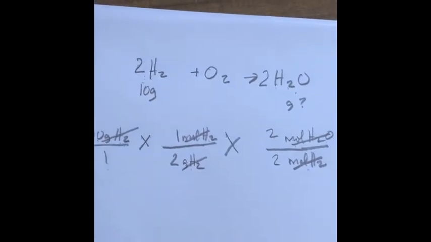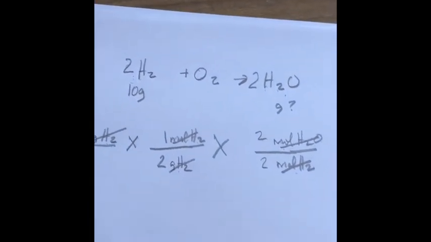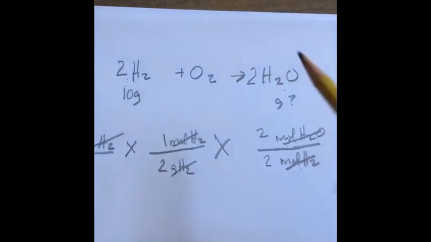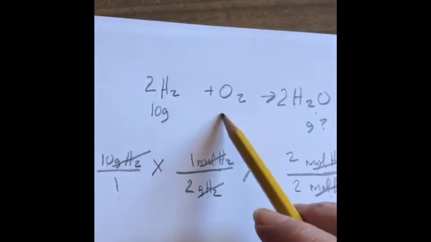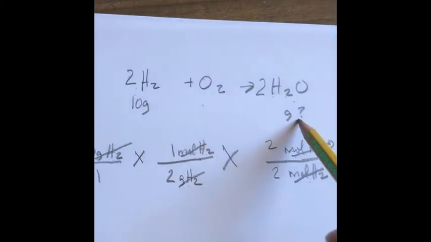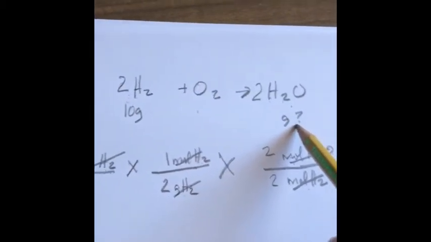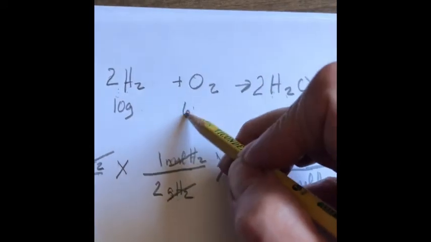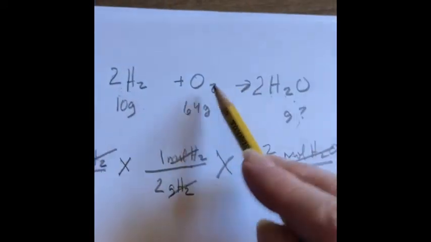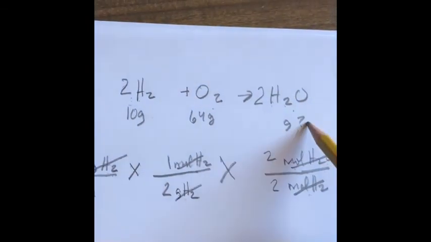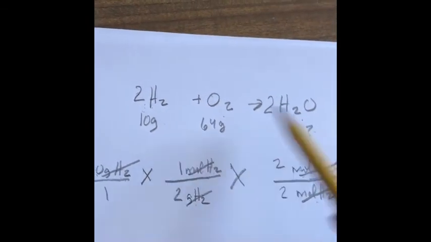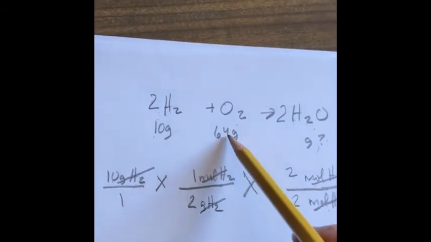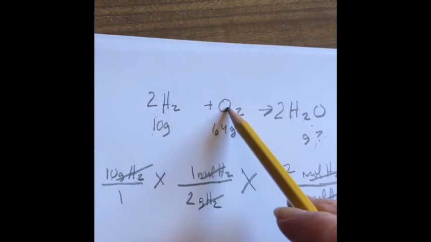All right, now we're going to do a limiting reactant. And all a limiting reactant is, it gives you two quantities, and then it's going to ask you what's the least amount of your product. So let's say that we have 64 grams of oxygen. How much water can be made if you have 10 grams of hydrogen gas and 64 grams of oxygen gas?